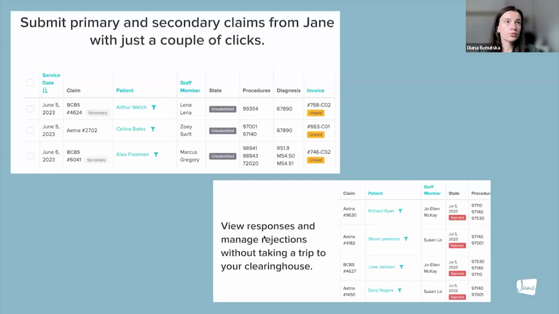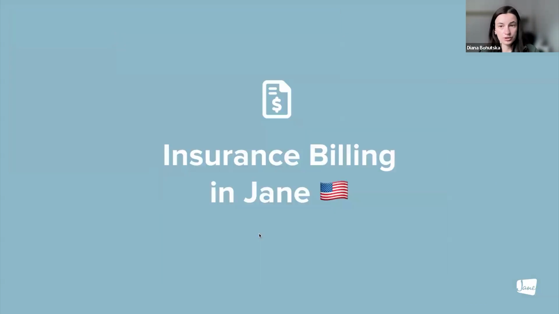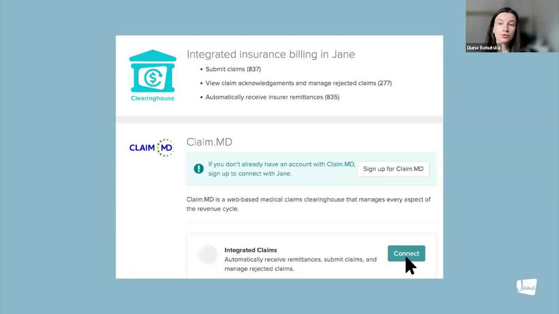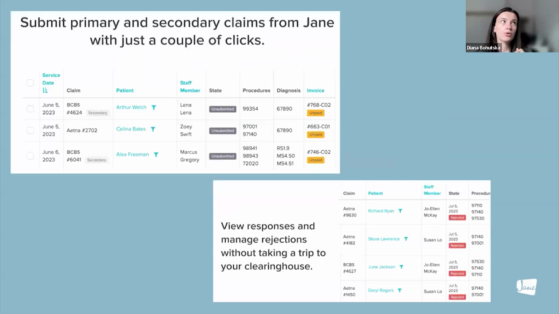I am going to also quickly touch on our US insurance. I am on the Canadian side, so I cannot speak too much in regards to the US insurance, but we do have an integration with the clearinghouse called ClaimMD. This is available for you to integrate with Jane, so you are able to submit directly through Jane. All you will have to do is connect your ClaimMD account with Jane. And once you do that, you are able to submit to both primary and secondary insurance.